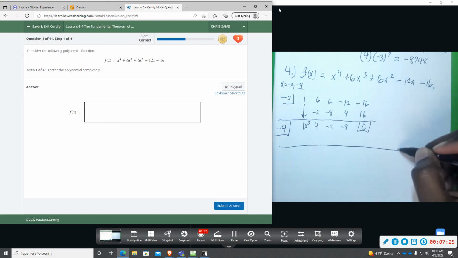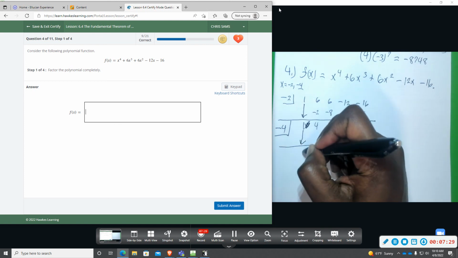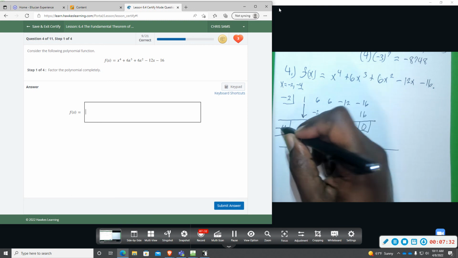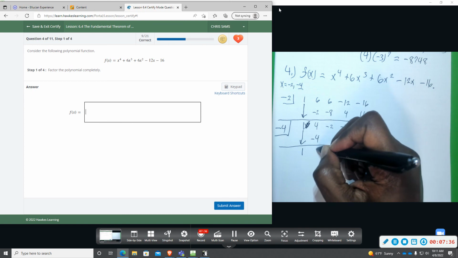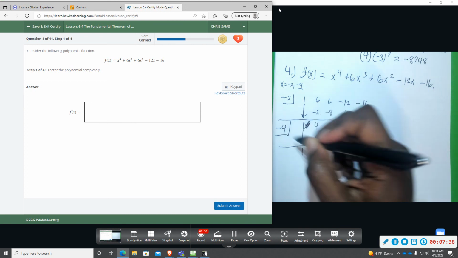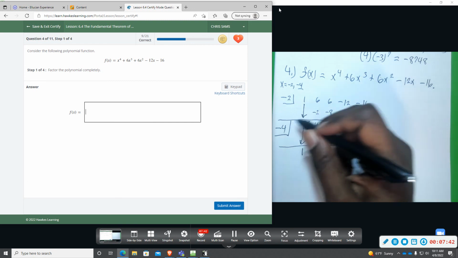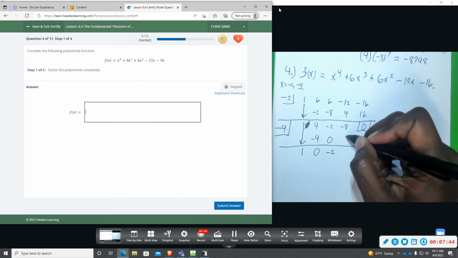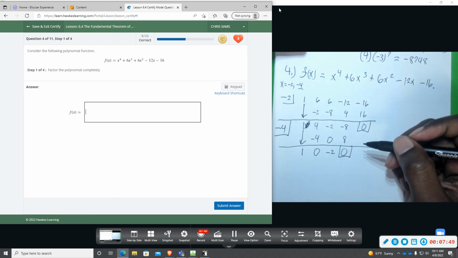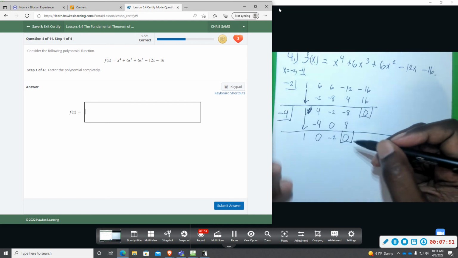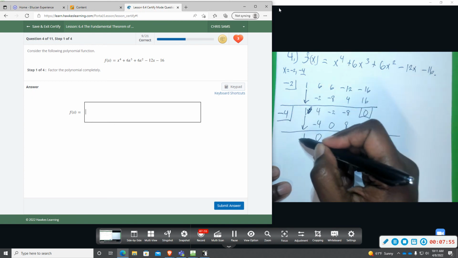So bring the 1 straight down again, and then -4 times 1, -4, combine, 0. -4 times 0 is 0, combine, and we get -2. -4 times -2, +8, combine, and we get 0. And then we're done. So that was x to the 4th. This remainder was x to the 3rd. Now this is x squared.